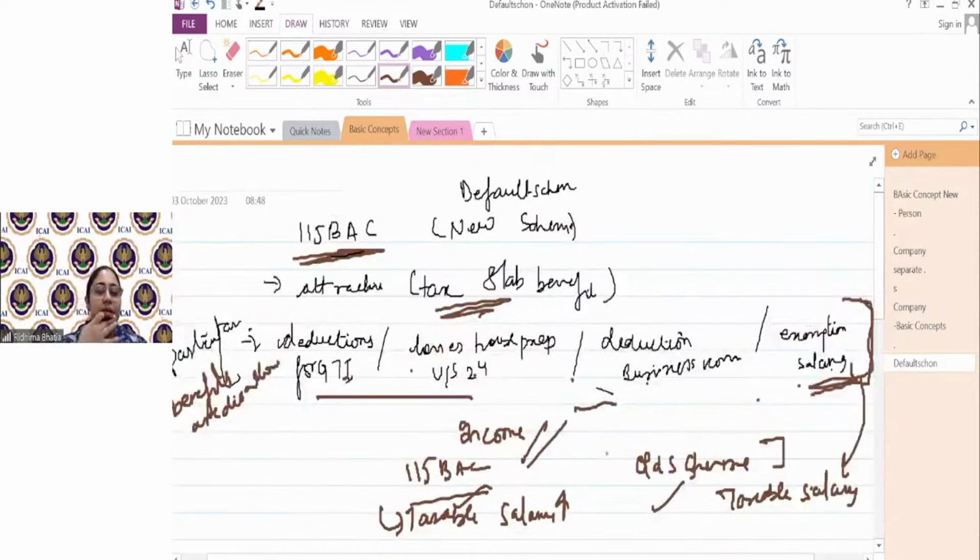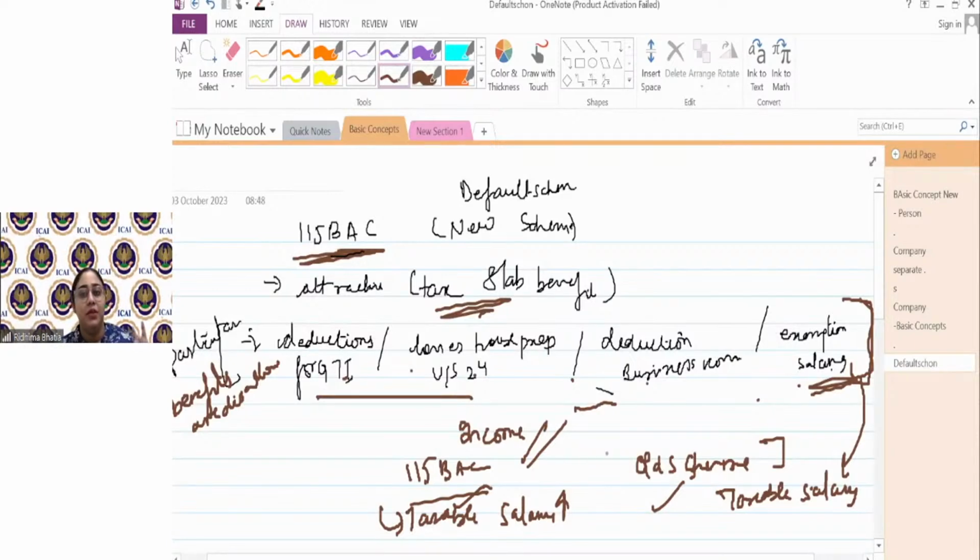If I want to quickly sum up new scheme and old scheme, there are two types of computation and taxation schemes for individuals, HUF, AOP, BOI. One is 115BAC, which is by default, and one is the old scheme, which was going on. We have to see what the tax rates are in the old scheme. But whether to go for new or old cannot be decided just by comparing income and then comparing taxes. First, you have to compute income as per the new scheme.